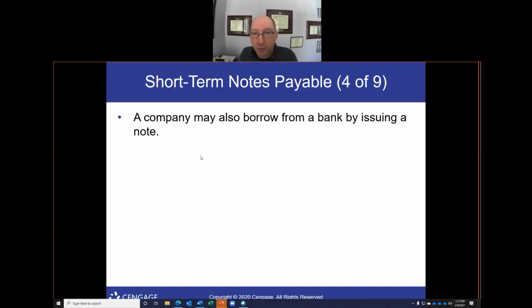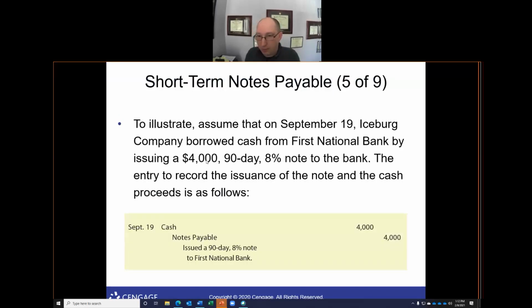The company may also borrow from a bank by issuing a note. It works the exact same way, right? If the company borrows money from a bank, that means they're receiving cash, and they're also creating a notes payable. In that case, you debit cash, credit notes payable. And of course, you want to include the details. In this case, our company is borrowing $4,000 for 90 days at 8%.